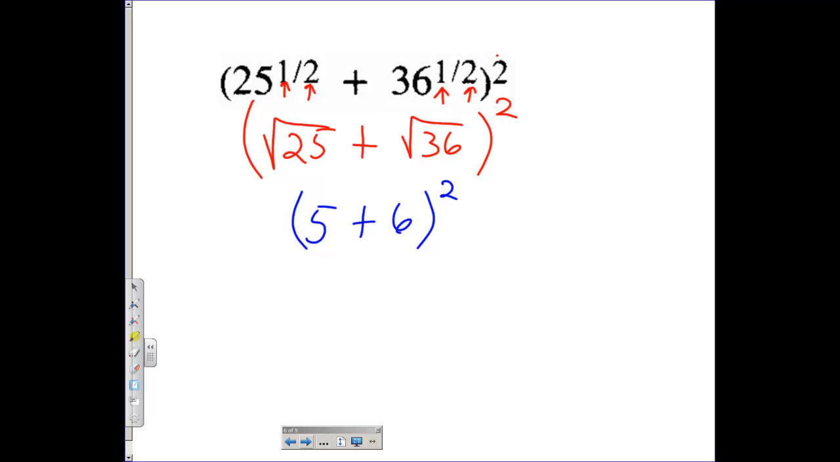And they're still inside parentheses, being affected by the power of 2 on the outside. 5 plus 6 then is 11. And then you got 11 squared, and that's going to give you 121. And that's all the way through with the numerical value.